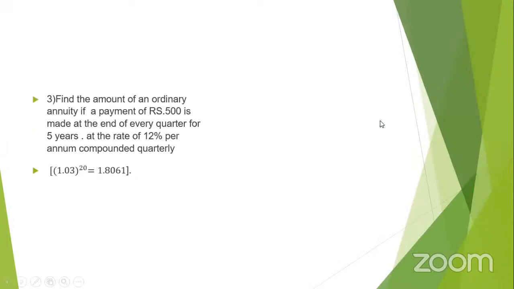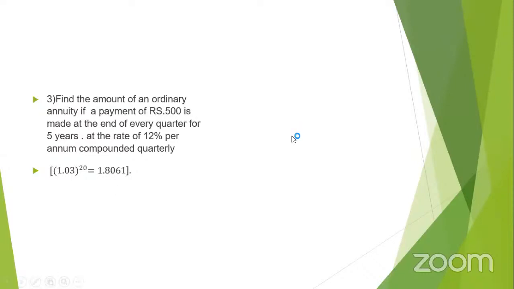Third question here, we have an annuity. I always tell you, read the question carefully. Find the amount of an ordinary annuity. What is meant by an ordinary annuity? And we are making the payment at the end of every quarter. So we have just read the question.